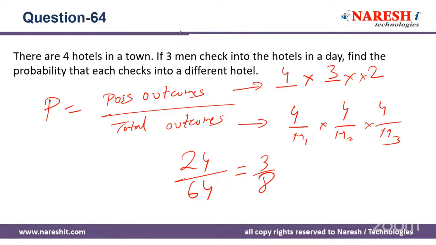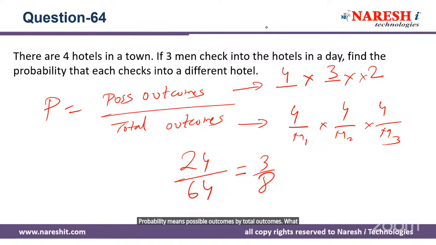There are four hotels in a town. If three men check into the hotels in a day, find the probability that each checks into a different hotel. Probability means possible outcomes by total outcomes.